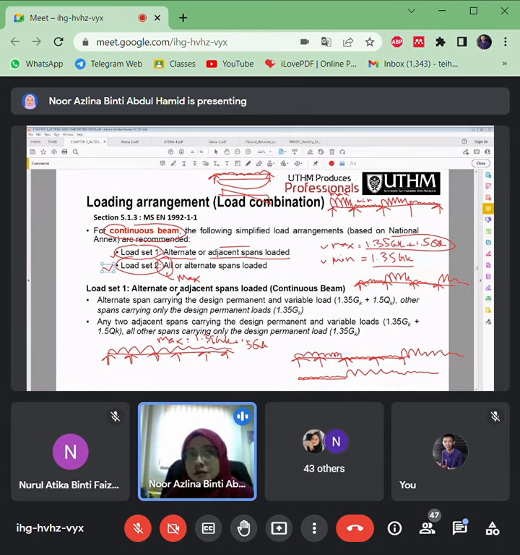Tak ada, jangan buat minimums, all loaded is a minimum. No, we still go for safety, right? So we consider all will be the max load for the whole beams. Then in load set 2 we also have alternates. Again, alternates can start with a maximum, minimum, maximums, or might start first with the minimums.